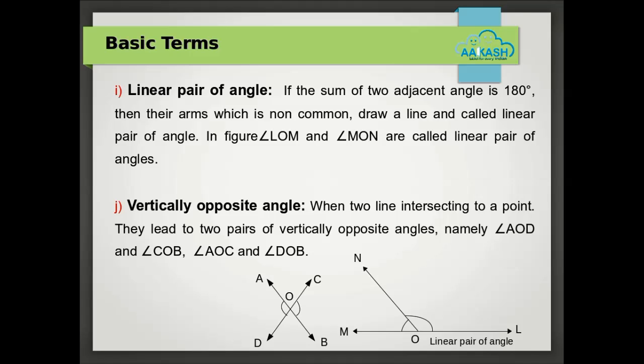Linear pair of angles. If the sum of two adjacent angles is 180 degrees, then their non-common arms draw a line and they are called a linear pair of angles. In the figure, angle LOM and angle MON are a linear pair of angles. Vertically opposite angles. When two lines intersect at a point, they lead to two pairs of vertically opposite angles, namely angle AOD and angle COB, angle AOC and angle DOB, as you can see in the figure.